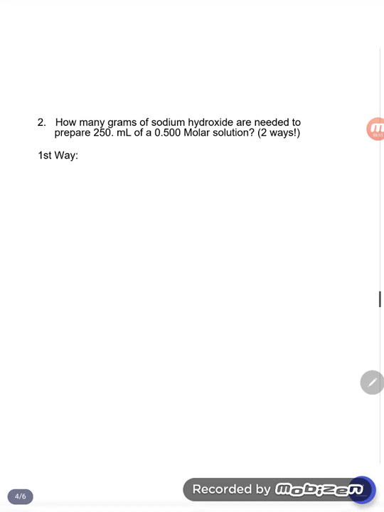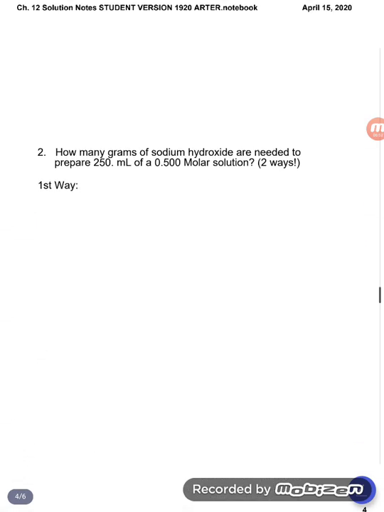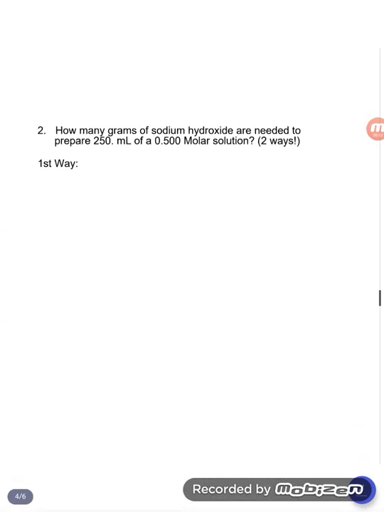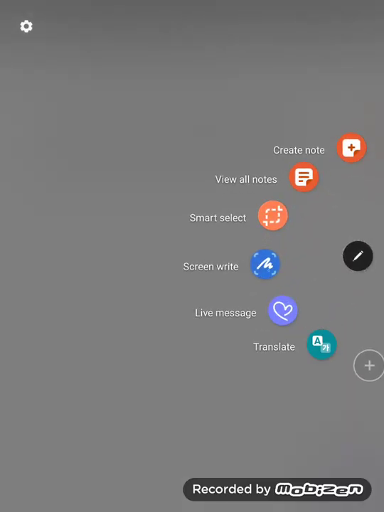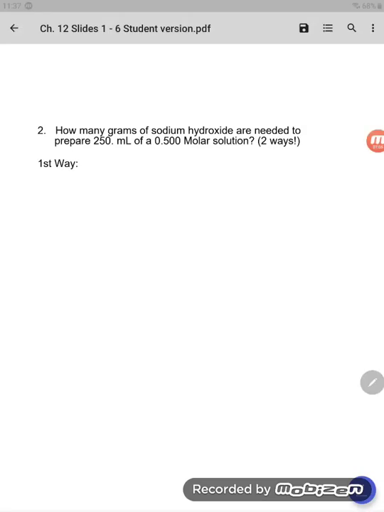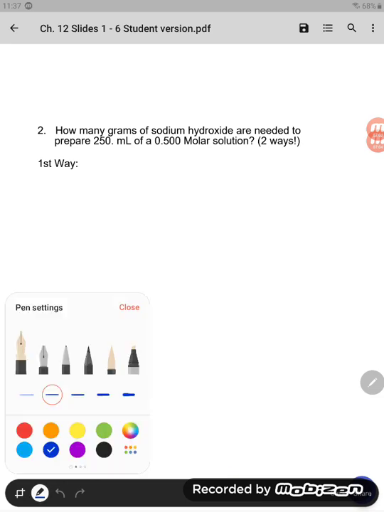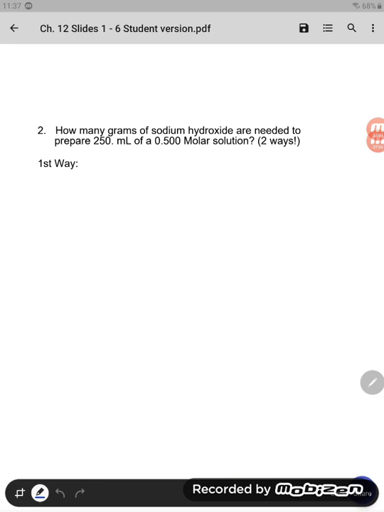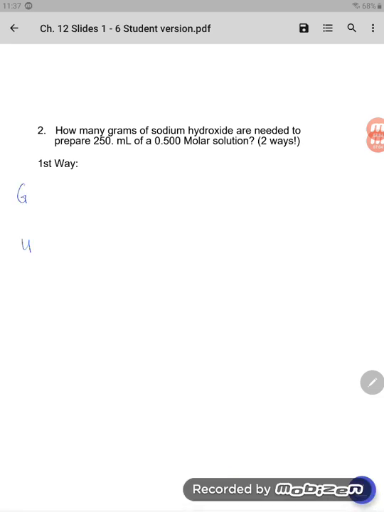So we'll take a look at another example here. This is kind of first way, second way that we're going to look at it. The first way is example number 2, using that same equation that we just used. And so we'll set up our GUESS method once again.